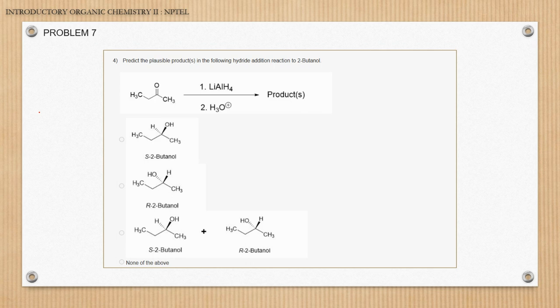So problem number 7. They are asking, predict the plausible products in the following hydride addition reaction to 2-butanone. So this is a hydride addition reaction to this particular ketone. They have written it wrongly. So here you have to answer what are the possible products that could be formed via the LAH reduction and after that hydrolysis. So this is a very simple question. Can anyone just answer me what will happen if you reduce this ketone with LAH and after that you hydrolyze it? So what could be the possible products?